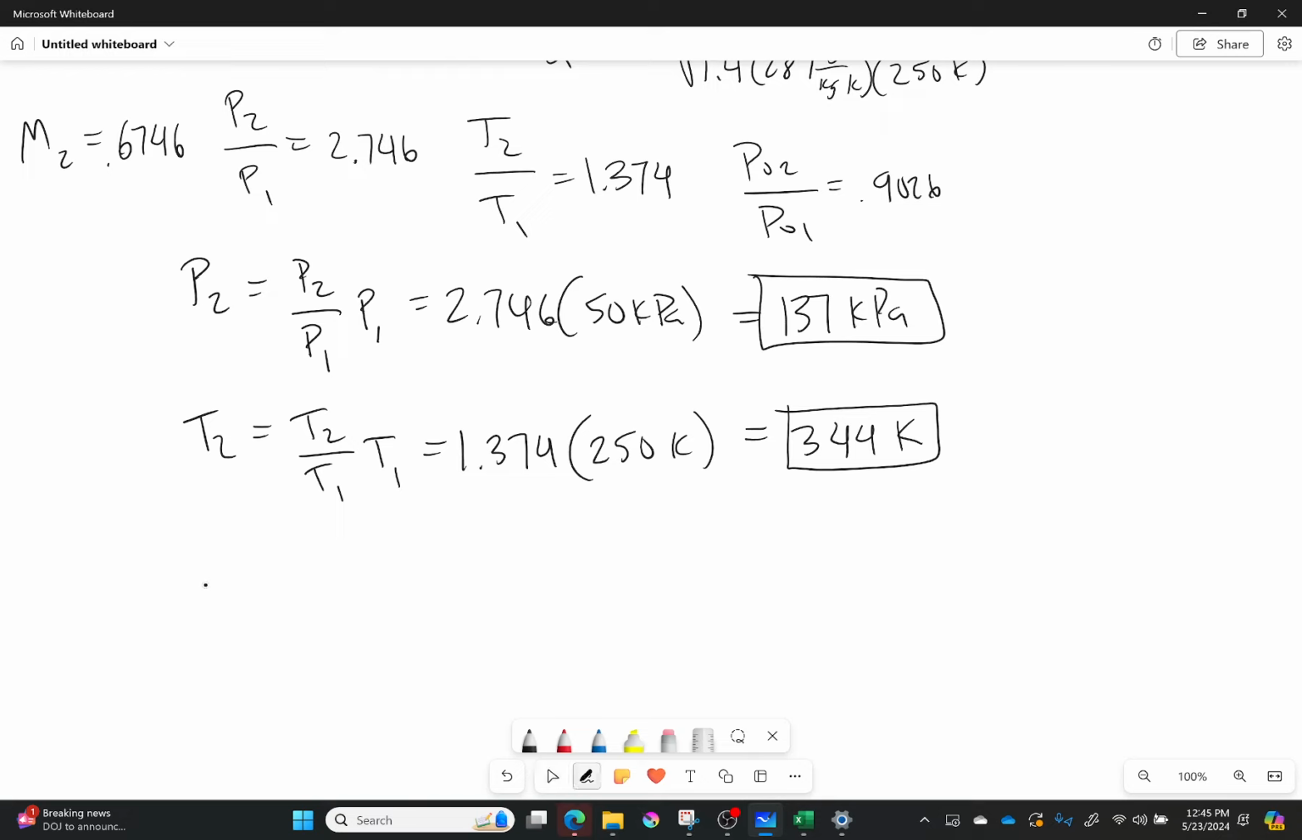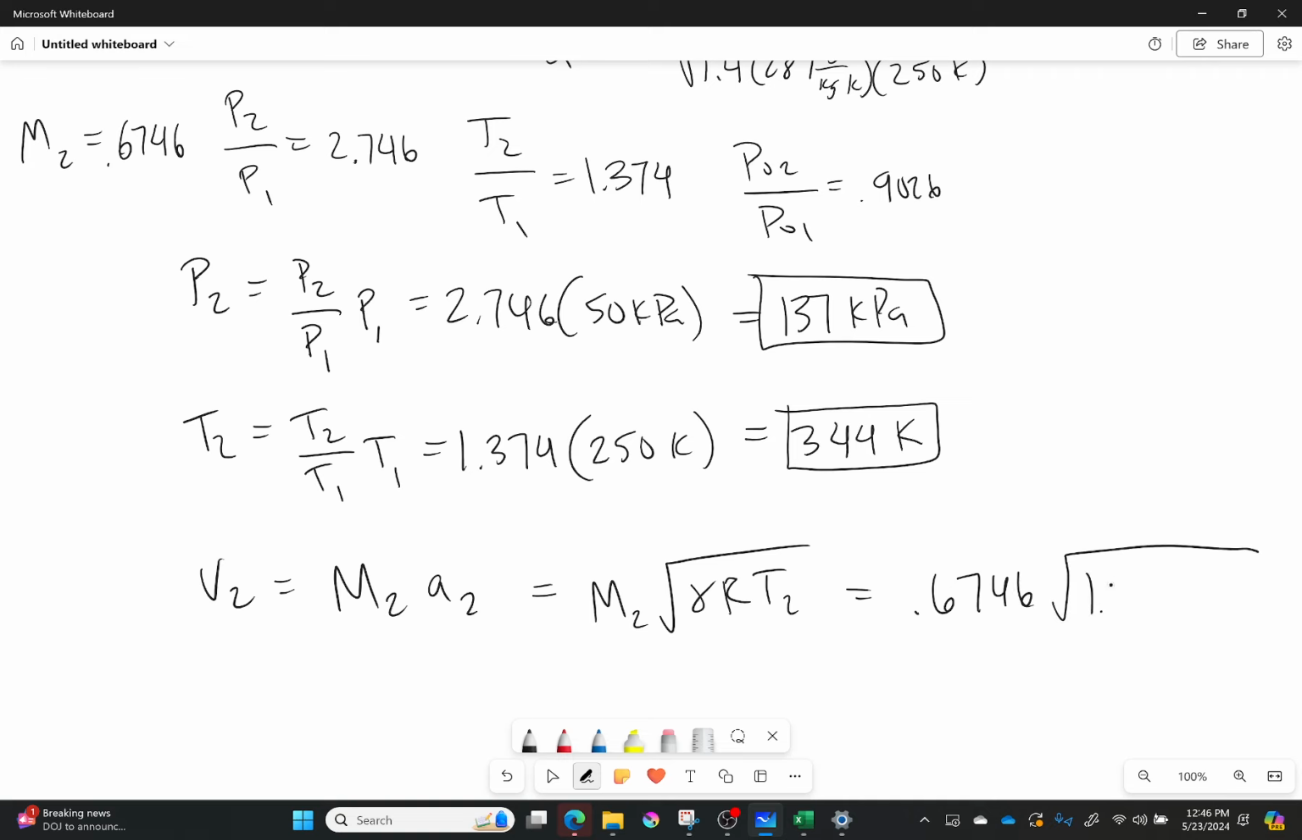Okay, now let's find out what V2 is. So V2 is going to be equal to M2 times the speed of sound 2. That'll be equal to M2 times square root gamma R T2. So it's going to be equal to 0.6746 times the square root of 1.4 times 287 times 344 Kelvin. I have all those values, and so I can just plug them in my calculator and I get that V2 is 250 meters per second.